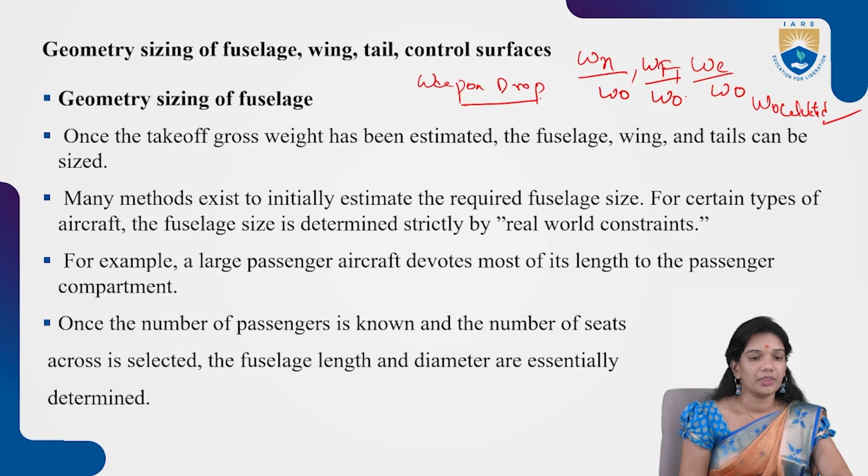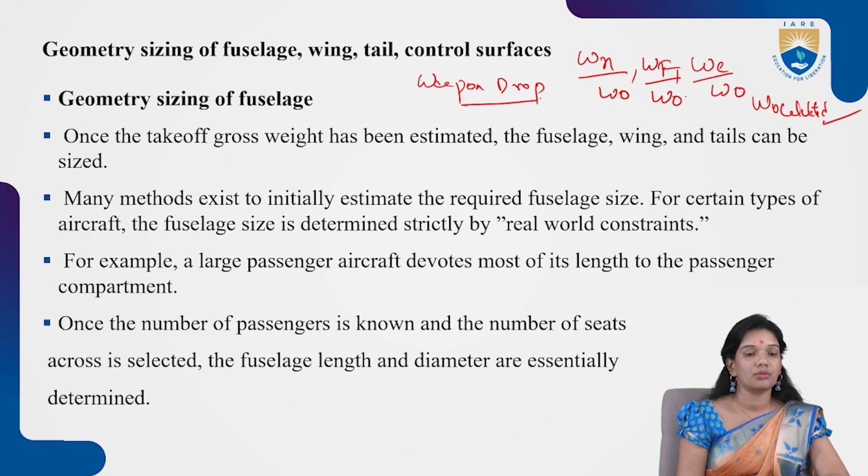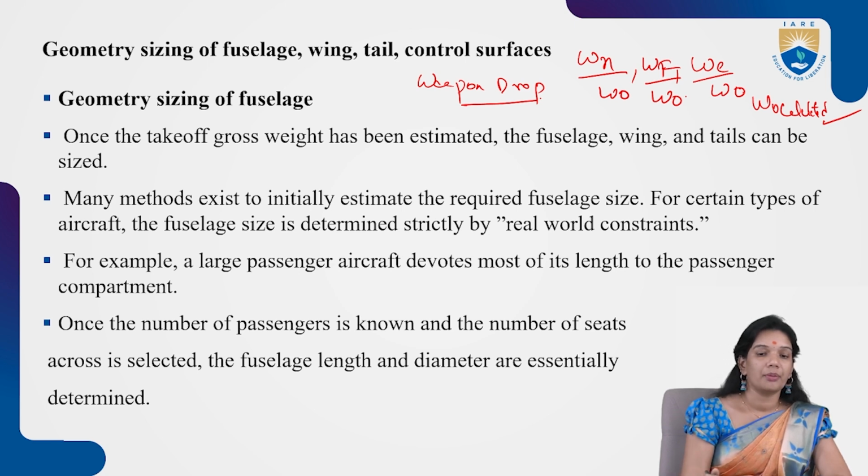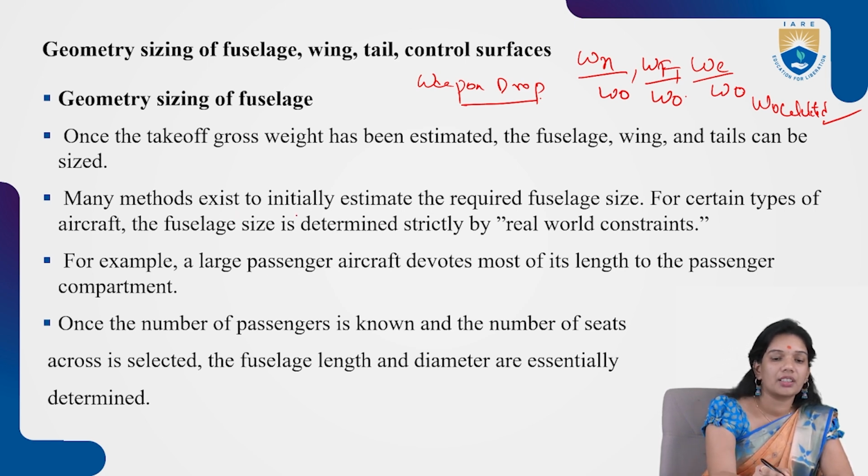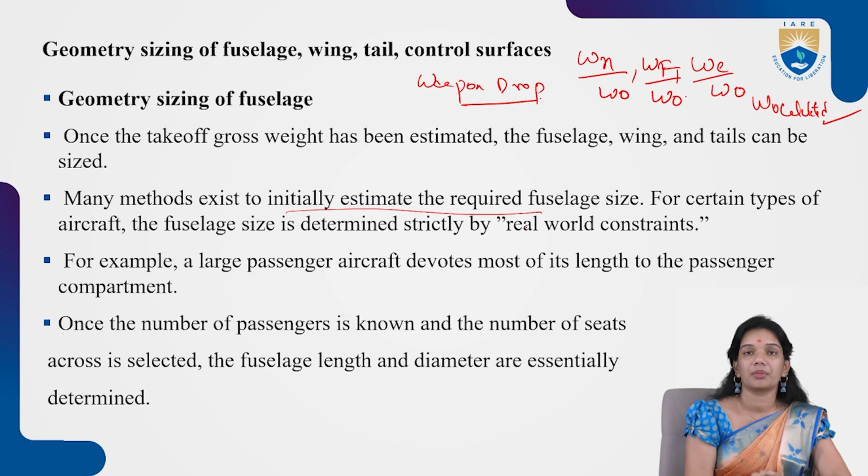So now we will be talking about the geometrical sizing of the fuselage, of the wing, of the tail surfaces, and the control surfaces, right? Now when you have to do the sizing of a fuselage, many methods are there. Many methods exist to initially estimate the required fuselage size.